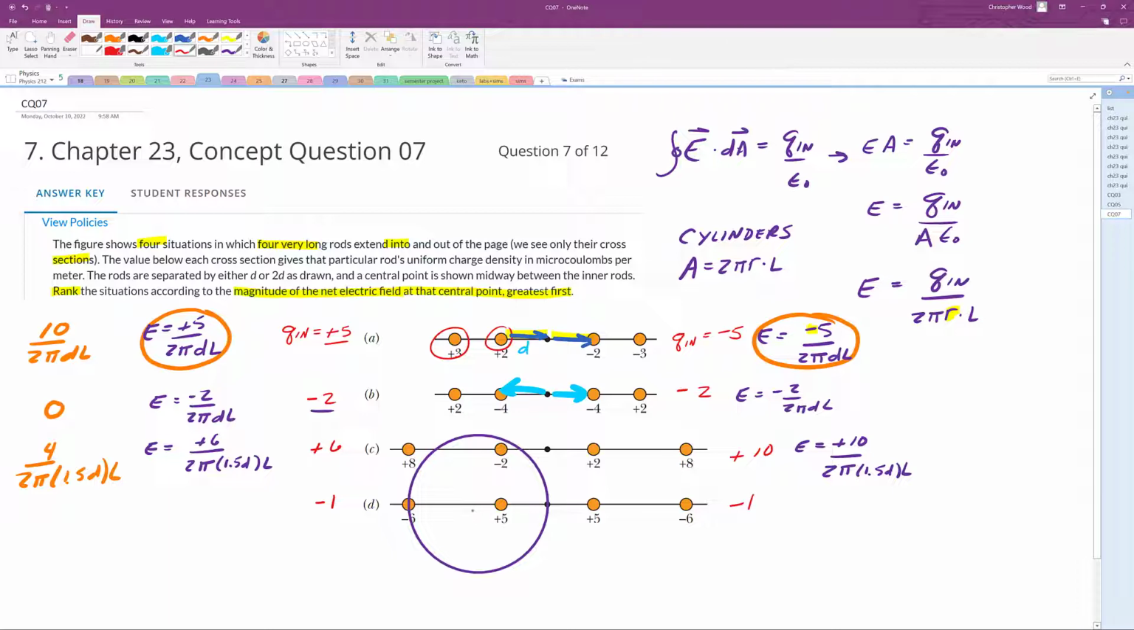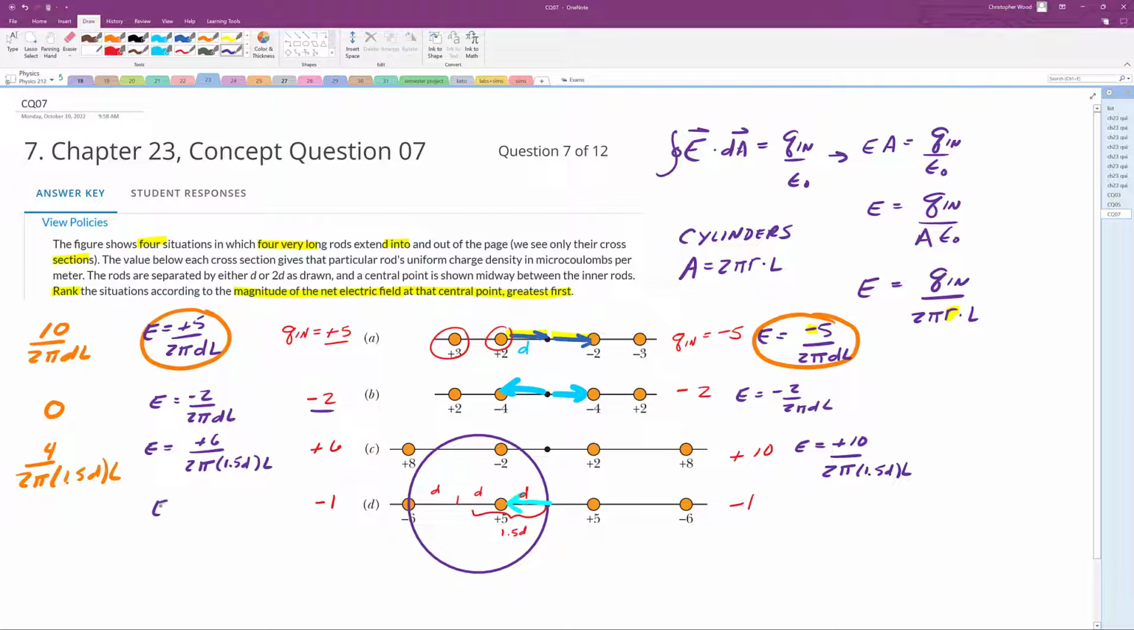I play this game one more time with situation D, and let me maybe try to do a bit of redrawing because things are pretty messy. The radius of my imaginary cylindrical Gaussian surface is 1.5D because this is D, this is D, and this is D. The left side in situation D is a negative, so as far as point P is concerned, the electric field is going to be flowing that way to the left.